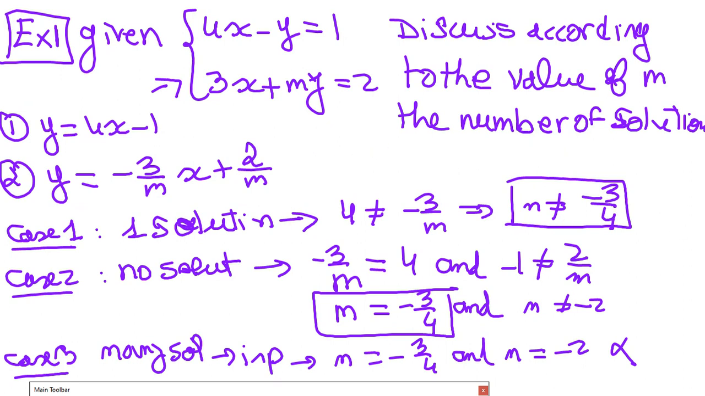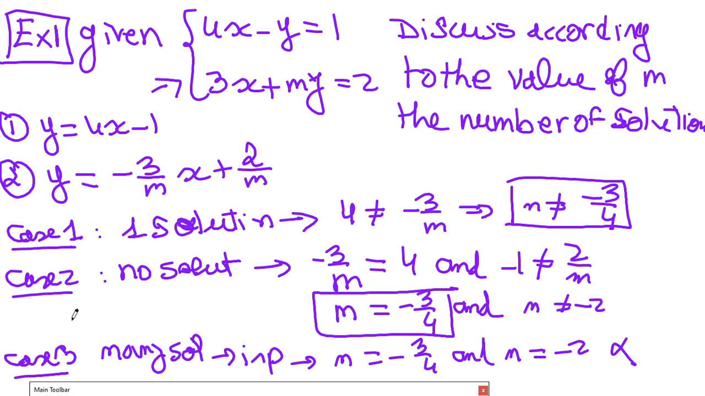If I want to have exactly one solution, it means the slopes shouldn't be the same. So 4 cannot be equal to -3 over m. So m will be not equal to -3 over 4. So if m is not equal to -3 over 4, it means I have exactly one solution.